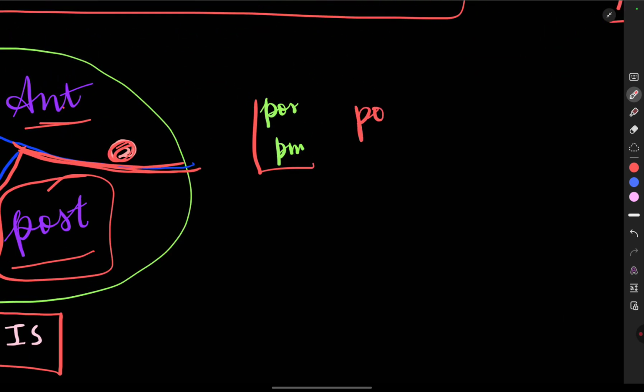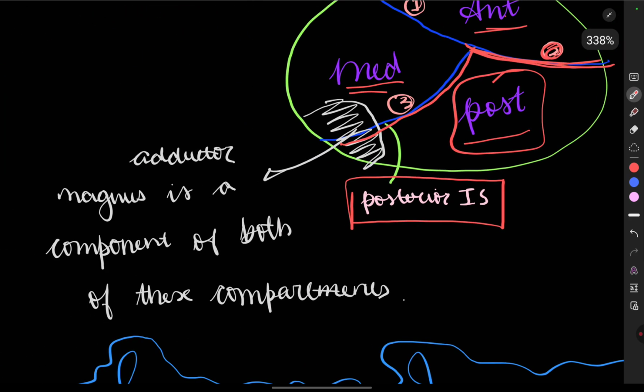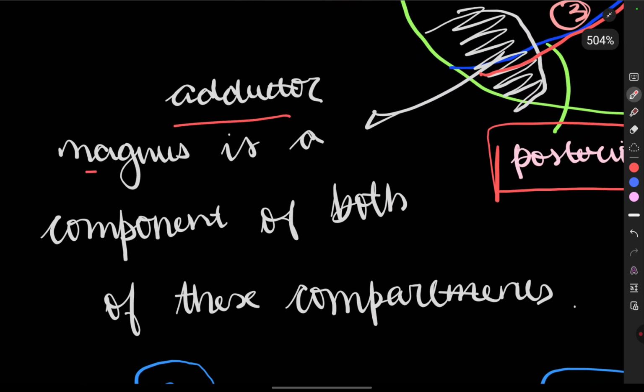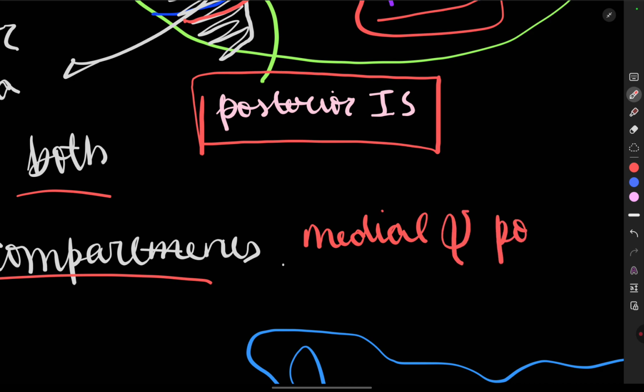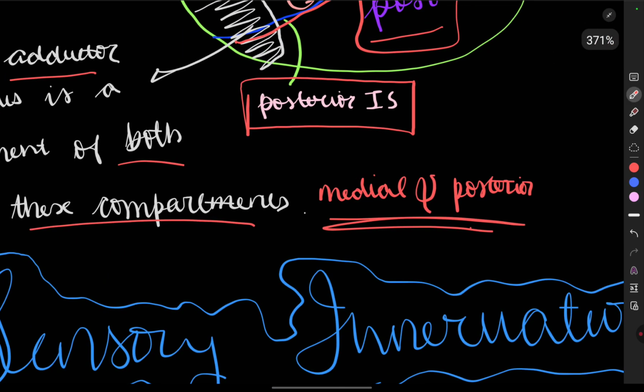The posterior compartment is separated from the medial by the posterior intermuscular septum, P and P. Now adductor magnus is a hybrid muscle. A point to be noted, it is a hybrid muscle. It is a component of both these compartments. Which compartments? The medial compartment and the posterior compartment of the thigh. This adductor magnus is a component of both because of its location and because of its action.